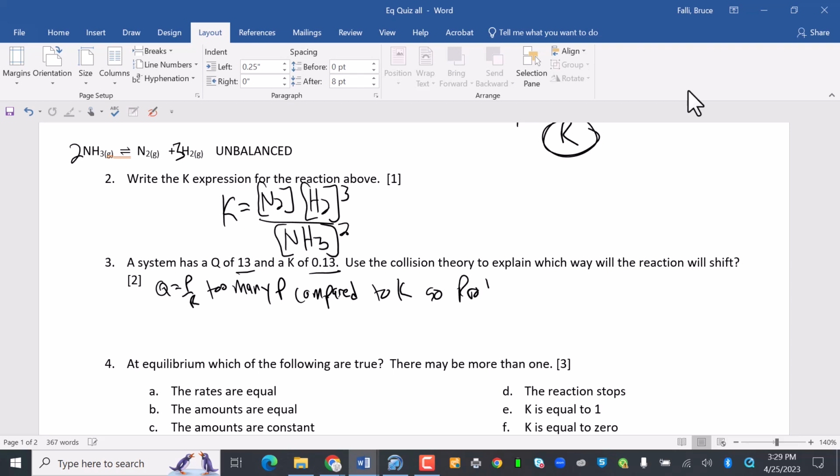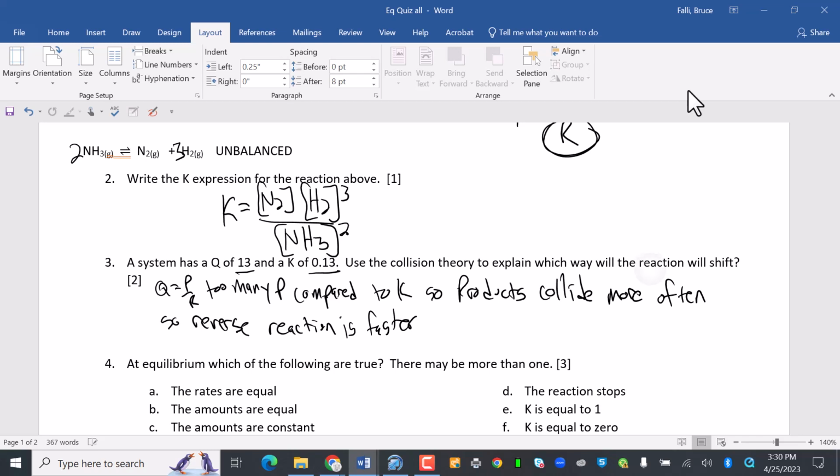So products collide more often. So reverse reaction is faster. Reverse reaction is faster than forward. So it shifts left.